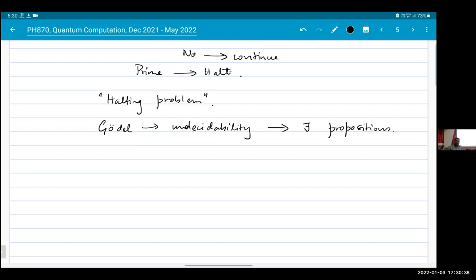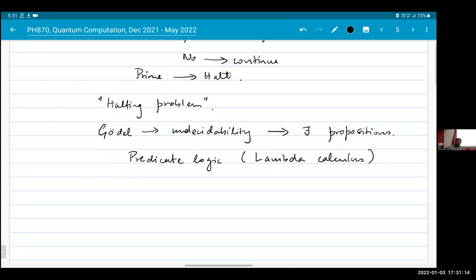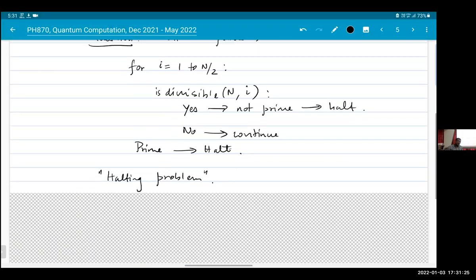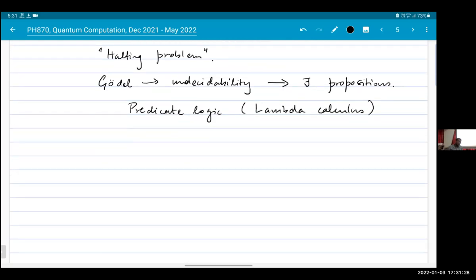Now, in order to prove this, in order to make these statements, Gödel used a certain form of logic, which is known as predicate logic. And there's a certain symbolic language known as the lambda calculus. All of this is not necessary. You don't have to sit down and learn the lambda calculus. This is just for historical background. But with this lambda calculus, you can take any proposition such as that n is prime, and that's a proposition, and then you can write it using a bunch of symbols.